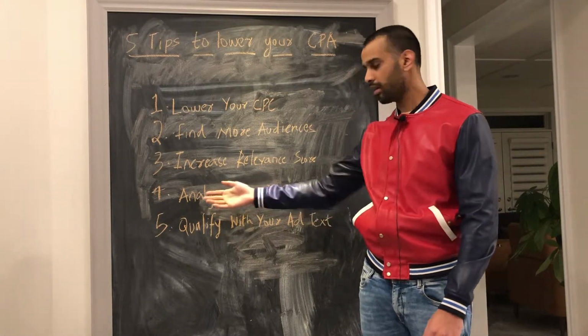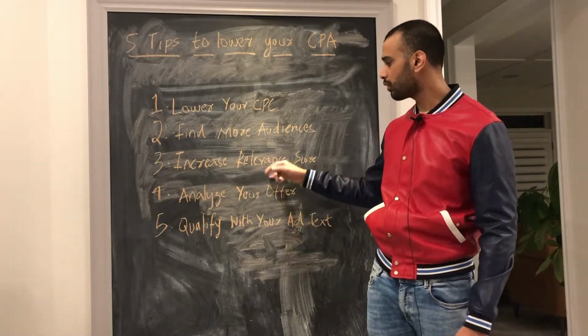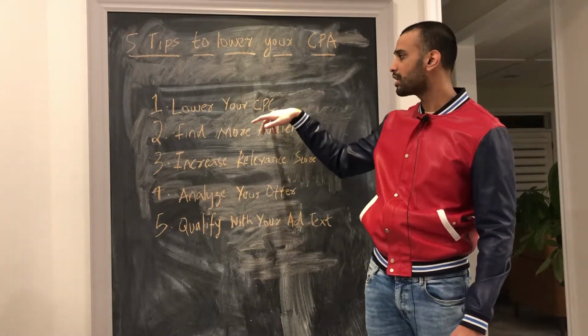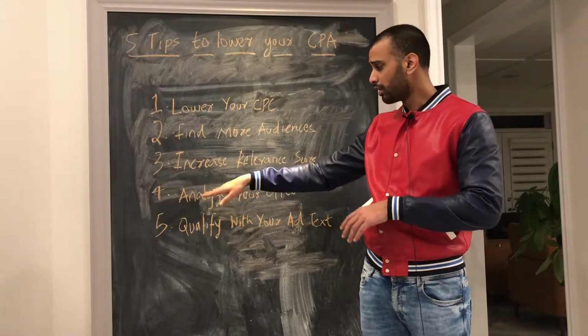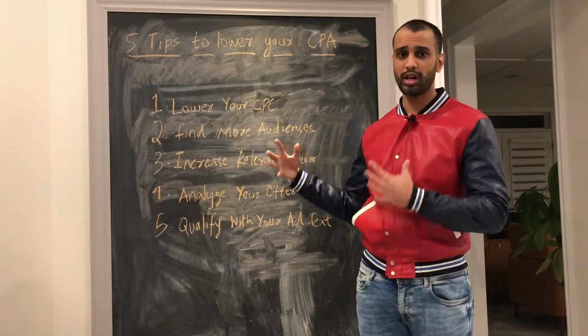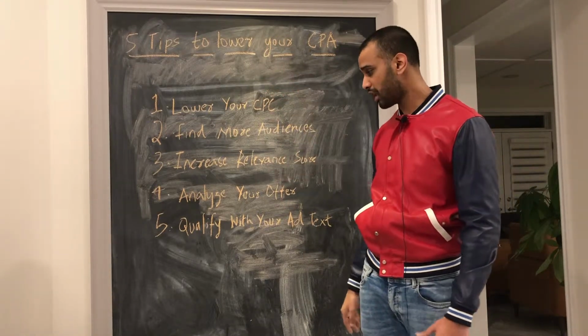So there are different offers that you can test out to see which one works the best, so that you can get your relevance scores up, find profitable audiences and also lower your CPCs. So you have to do this hand in hand with each other. Not only just doing one of these elements will actually work and bring your cost per acquisitions down.